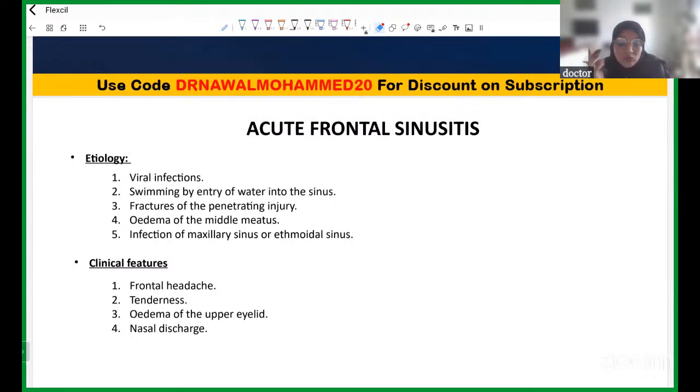Okay. And it's also secondary to ipsilateral maxillary or ethmoidal sinus infection. So if there is any maxillary or ethmoidal sinus infection, it can travel into the frontal sinus. All right. So these are the etiologies: viral infections, swimming, fracture and penetrating injury causing the rupture or inflammation of sinuses, edema of the middle meatus, and infection of the maxillary sinuses or ethmoidal sinus.